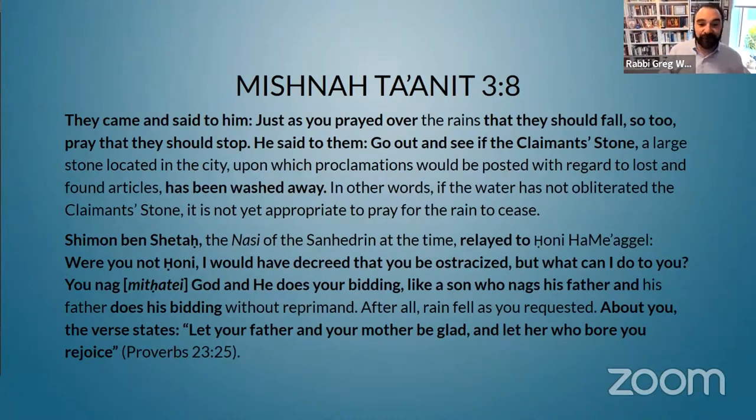And that is the first iteration of the story of Honi the Circle Maker. We had a story of Onias, who caused rain. We had a story of a chassid who made it rain. But this is where he gets the name Honi the Circle Maker.